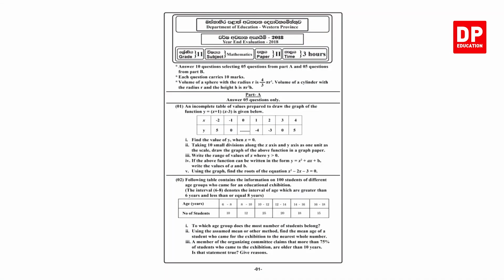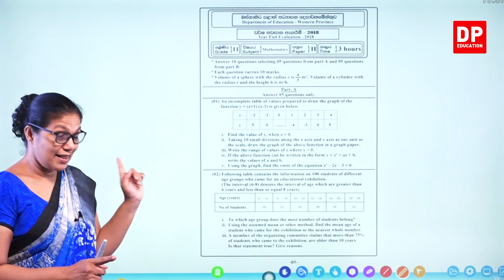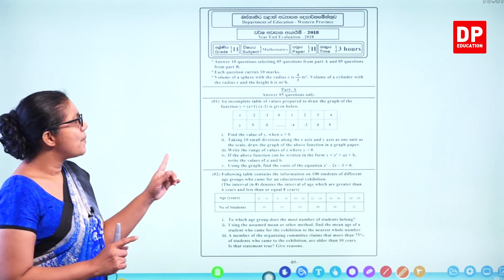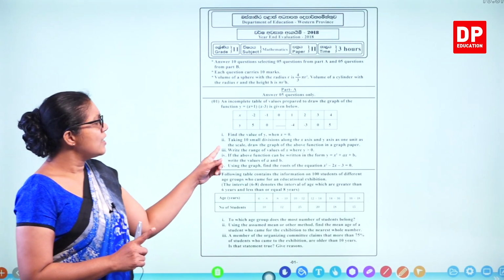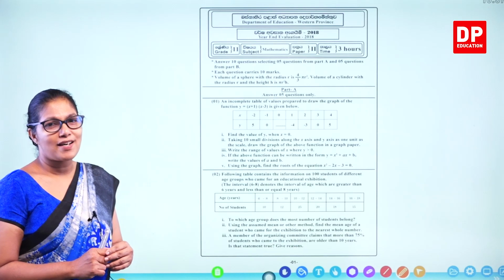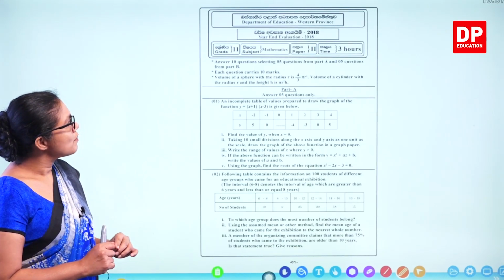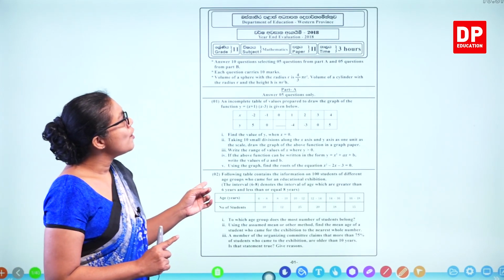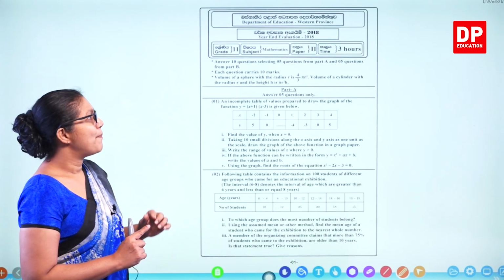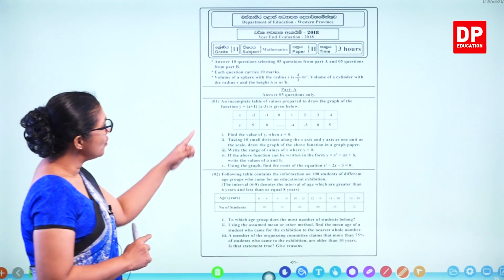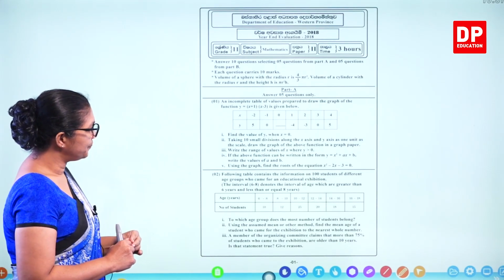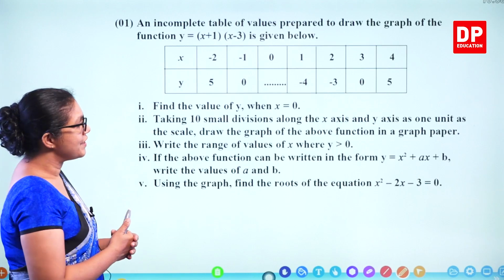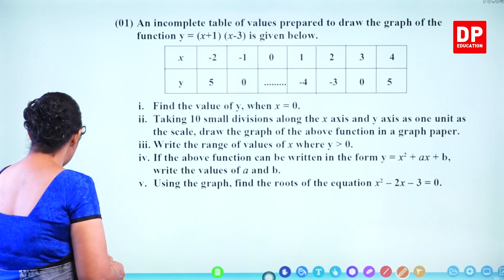How many minutes you can spend for one question? In this paper, you can spend 18 minutes per question and each question is worth 10 marks. So, we'll try to do this paper. This is Western Province End of Year Evaluation 2018 paper 2. So, you can try question number 1. It's about graphs, quadratic graphs. So, we'll do it step by step.